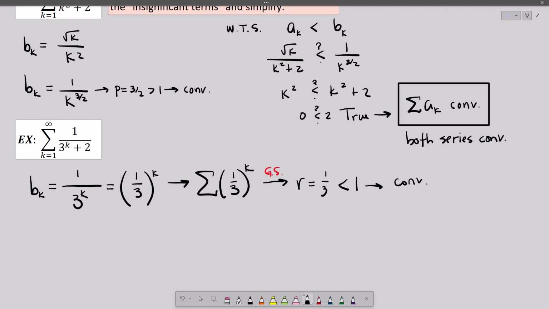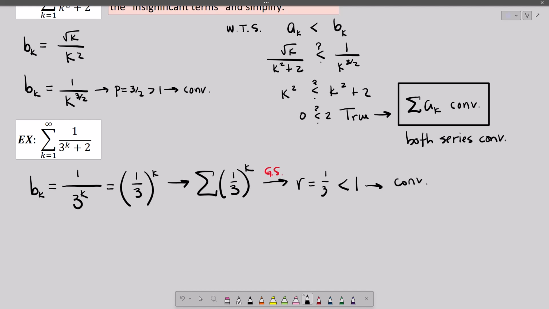Or you can think of it as 1/3 to the k is up top, and below there's a 1. It's up in the top. That k is up in the top. So geometric series, less than 1 converges. P series, greater than 1 converges. So we have to keep those two straight.